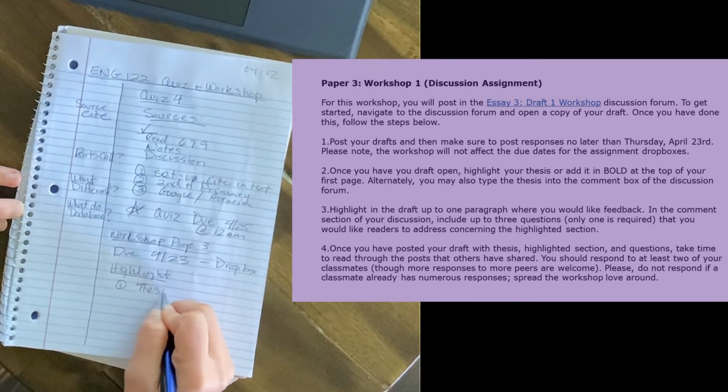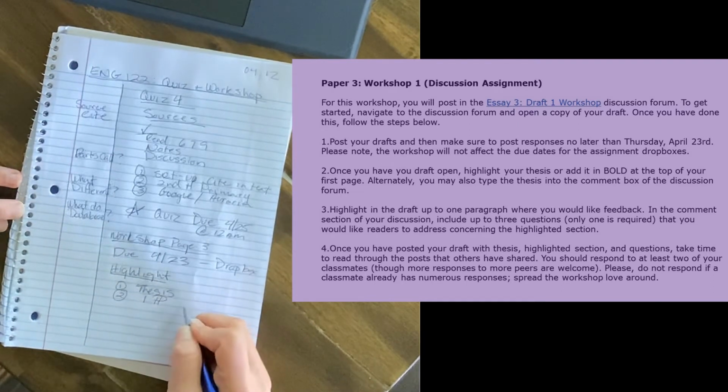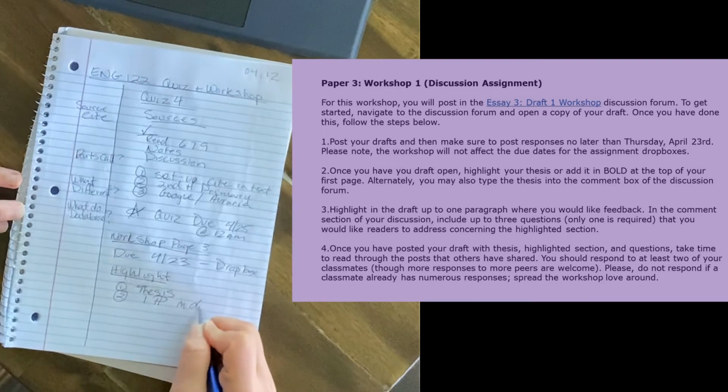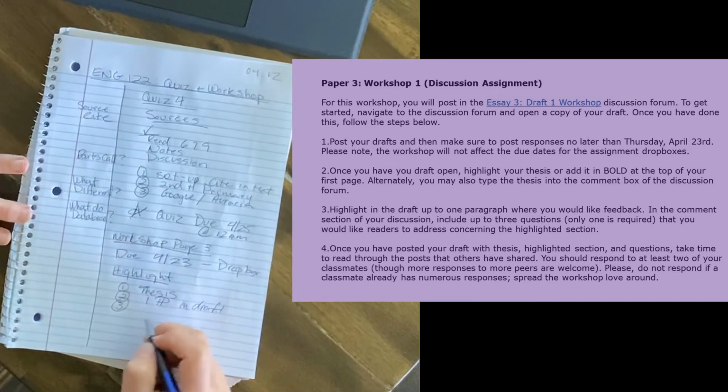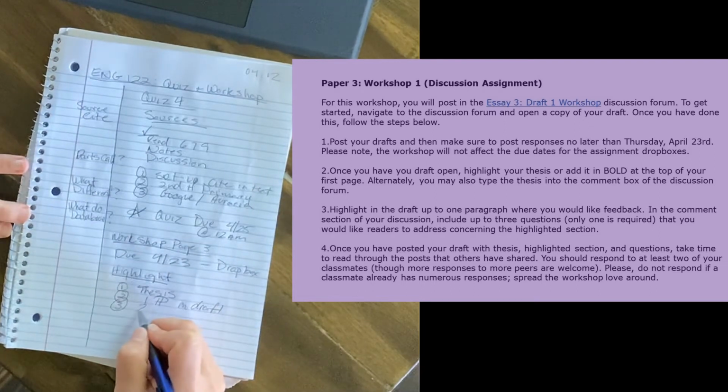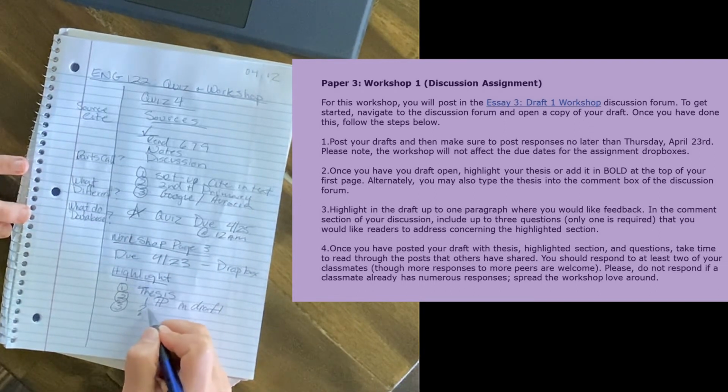Highlight up to one paragraph in the draft that you'd like feedback on. And then in the comment section of your discussion, include up to 3 questions, only one is required, that you would like readers to address when they look at your draft. Once you've posted yours, you should do the same for your peers.